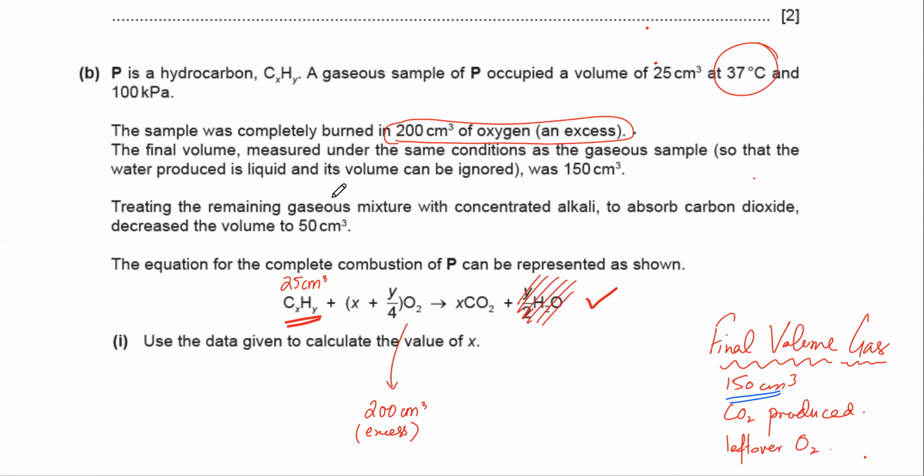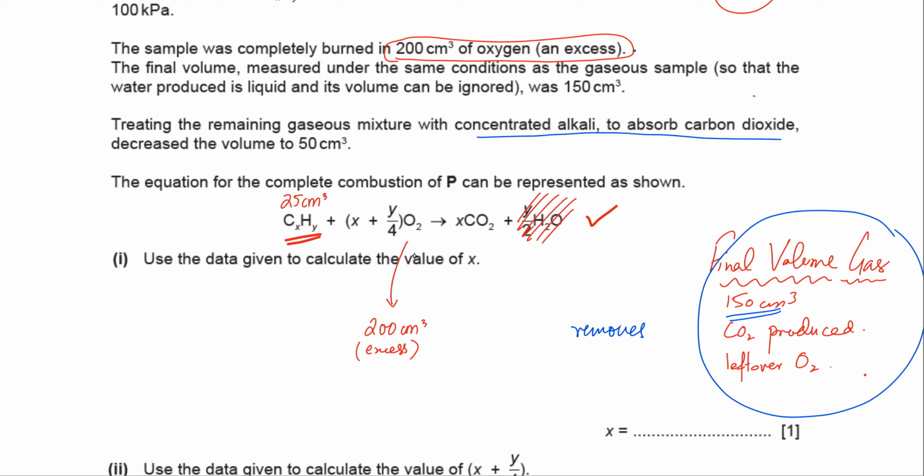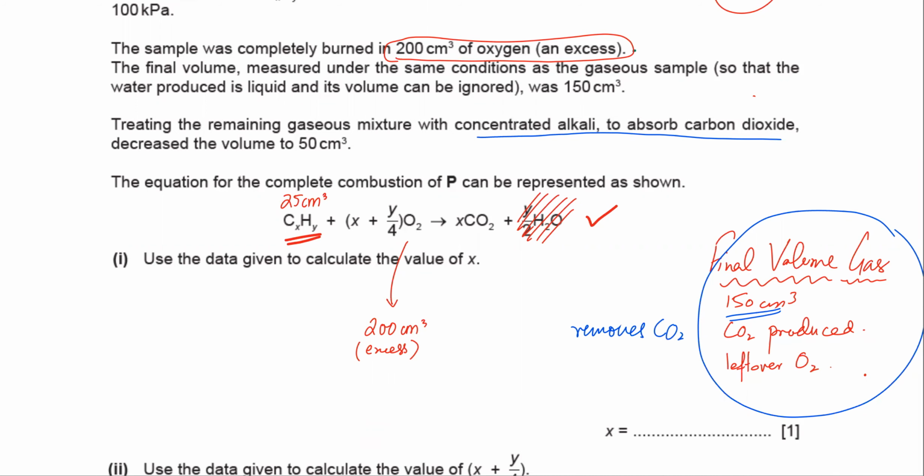Now we're seeing that treating the remaining gaseous mixture with concentrated alkali to absorb carbon dioxide decreases the volume to 50 cm cube. So from this, he removes carbon dioxide. The concentrated alkali absorbs the carbon dioxide. He removes CO2 and the volume decreases to 50 cm cube.